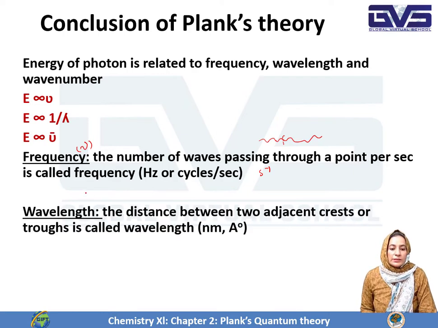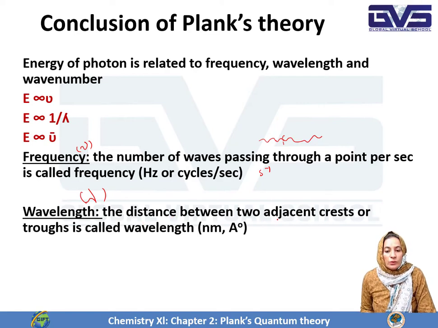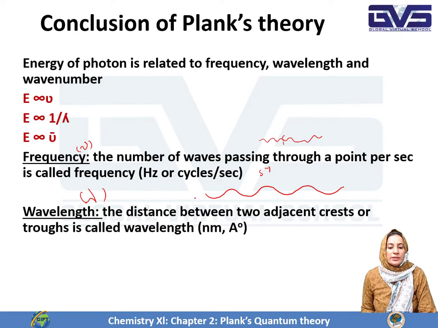Wavelength is represented by lambda. This is the distance between two adjacent crests or troughs. These waves travel, this is the crest, this is the trough, crest, trough. So wavelength is actually the distance between two adjacent crests or two adjacent troughs. So this distance is called the wavelength.